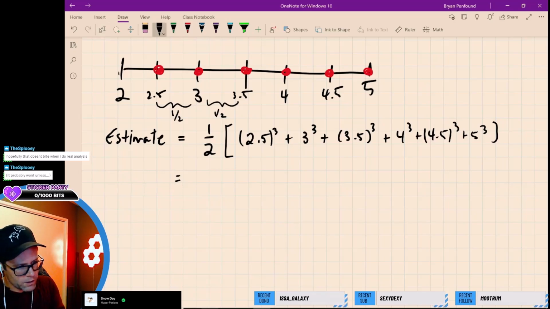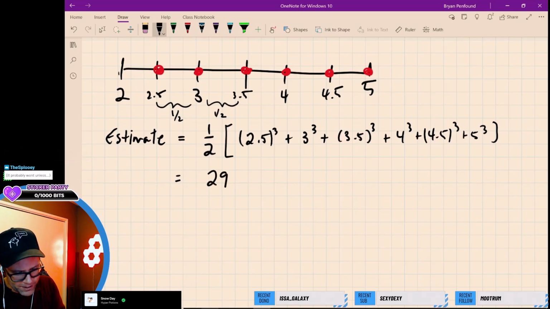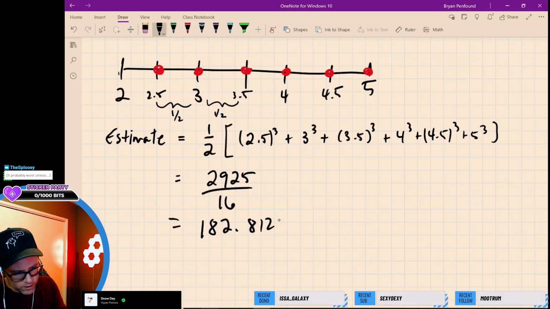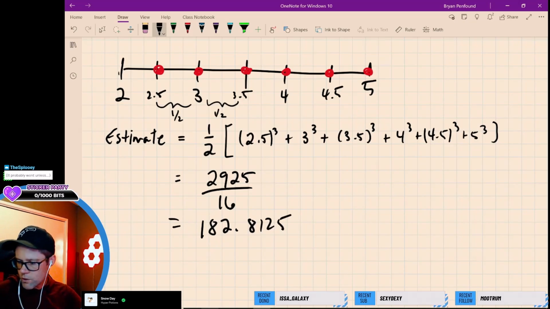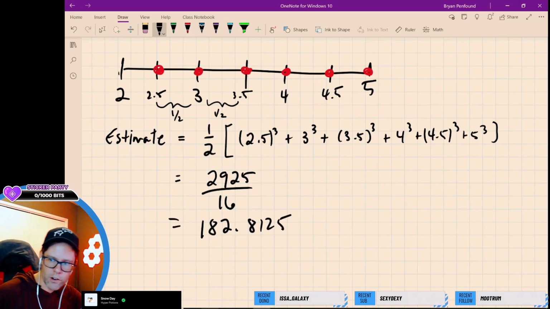And my calculator spits out an actual fraction. It goes 2,925 by 16, which is an actual legit decimal number of 182.8125. So that's the estimate that we're looking for here.